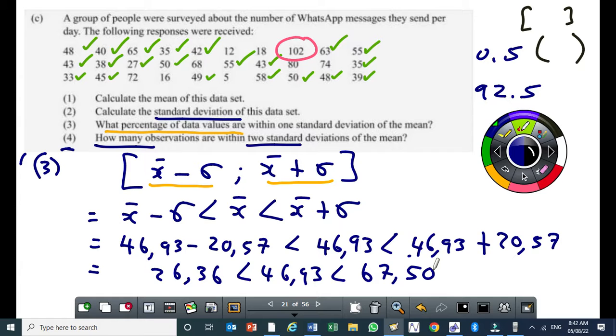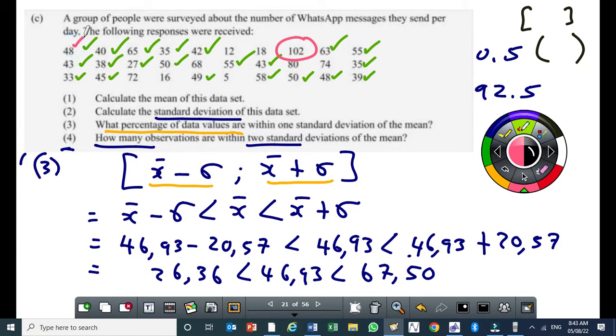Now, the next thing, if we want to know what percentage of the data values are within one standard deviation: we have found the minimum of the interval and the maximum. So the next thing is to go to our data set and count the number of values that fall within this interval here. How many of them are between 26 and 67? Okay, so let's do the counting. We want values that are between 26 and 67.